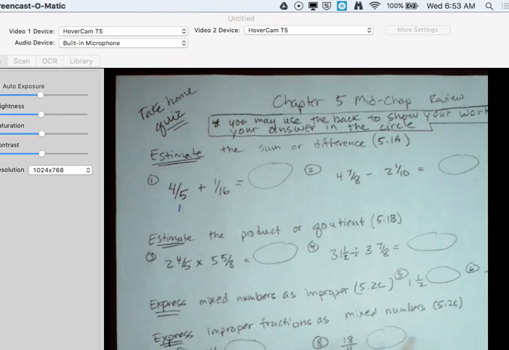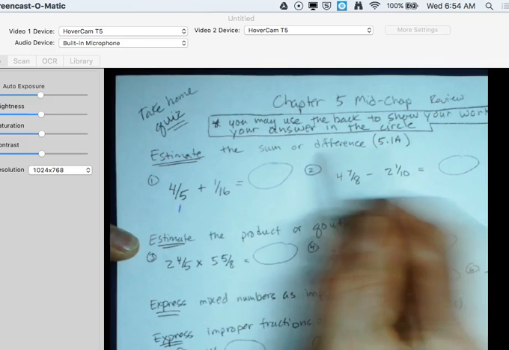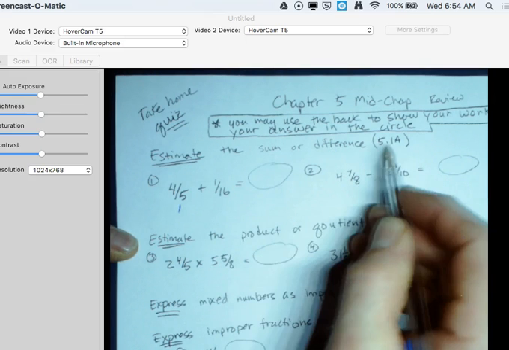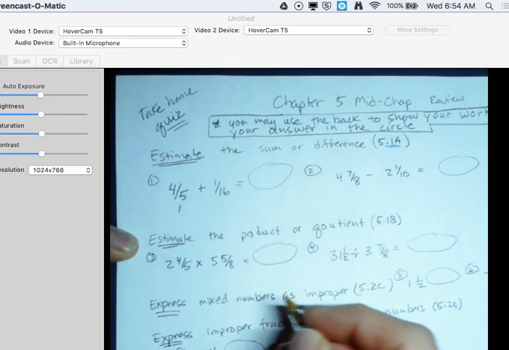Hey, good morning. Today we're going to do a mid-chapter review here. A lot of you are struggling with some of these early concepts, and here's a quick reteaching on about 4 or 5 of the first targets. Okay, for the first target, you need to estimate the sum or difference. The sum means adding, the difference means subtracting. This is video 5.1a if you want to refer and get more instructions.